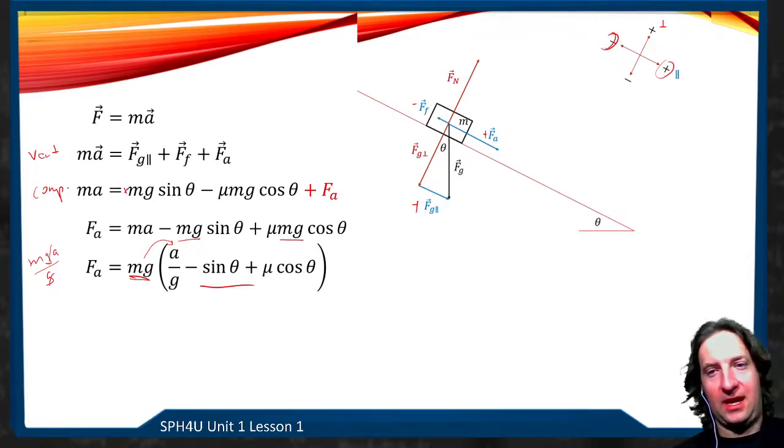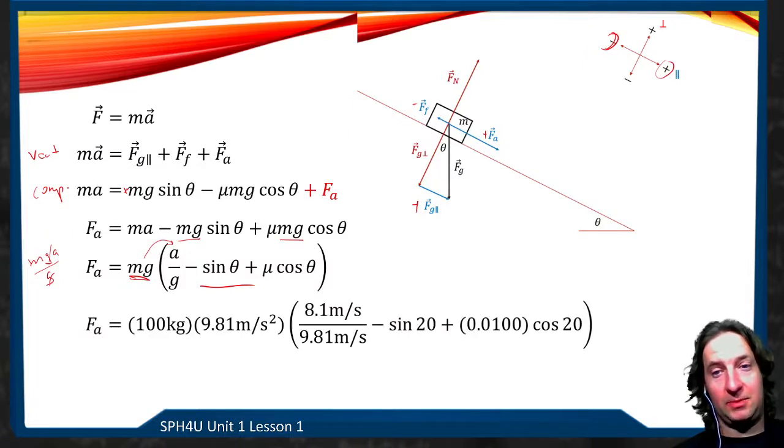So at this point, I have all these things. I have mass, I have g, I have a, right? I calculated that before. And I have my thetas and my mu's. So I can replace everything in my expression.